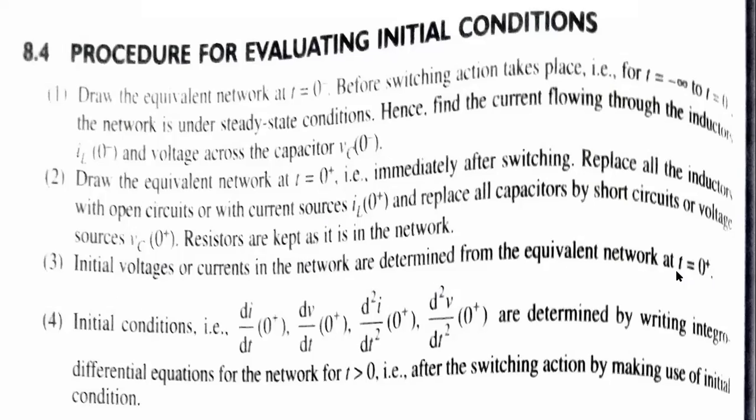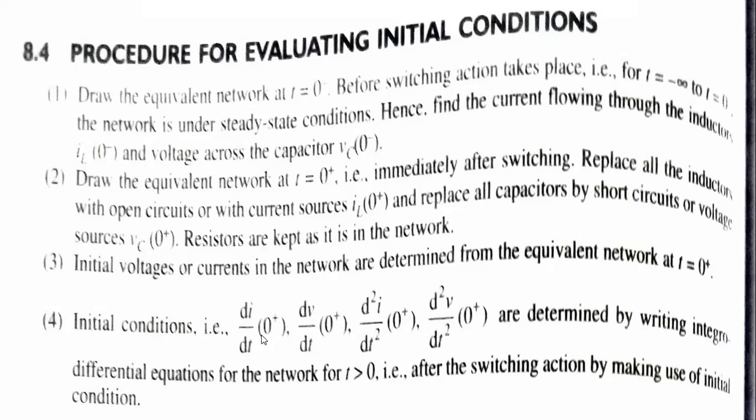If you are talking about the transient, definitely we are interested, with respect to time, in the equations of the voltage as well as the current by applying the conditions. So in the initial conditions, di by dt at 0 plus, dv by dt at 0 plus, d square i by dt square at 0 plus, d square v by dt square at 0 plus are determined by writing the integral or differential equation for the network when t is greater than 0.